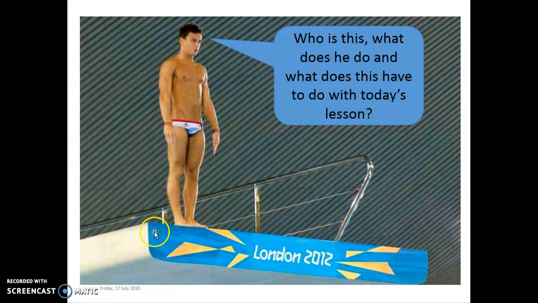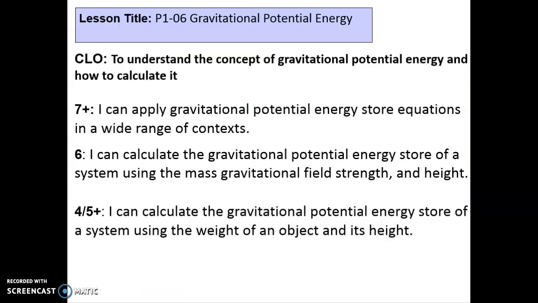10-metre board was his speciality. He was a double world champion. These days he's a TV presenter and a vlogger too. Okay, so what's this lesson about? Is it to do with the streamlined shape he makes as he enters the water? Or is it to do with the store of gravitational potential energy he possesses at the top of the diving board? Well, it is actually the latter, and this is what we're going to do today.